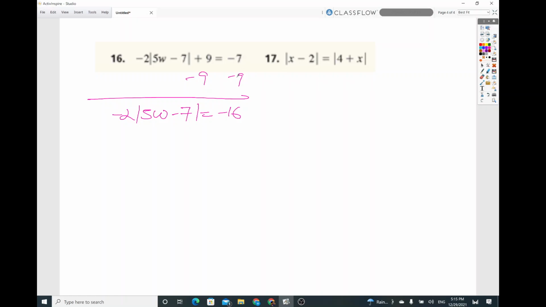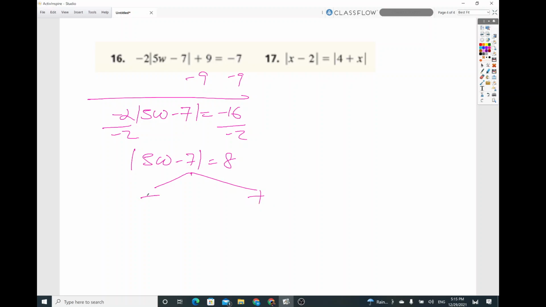Because that's negative 7 minus 9, so negative 16. Then divide by negative 2. So we do have absolute value of 5w minus 7 equals 8. Now, if you see the absolute value equals a negative number, that means no solution. But this one is positive, so it could be considered negative and positive, because absolute value is just finding the distance from 0 of the absolute value quantity, either coming from the left or coming from the right.